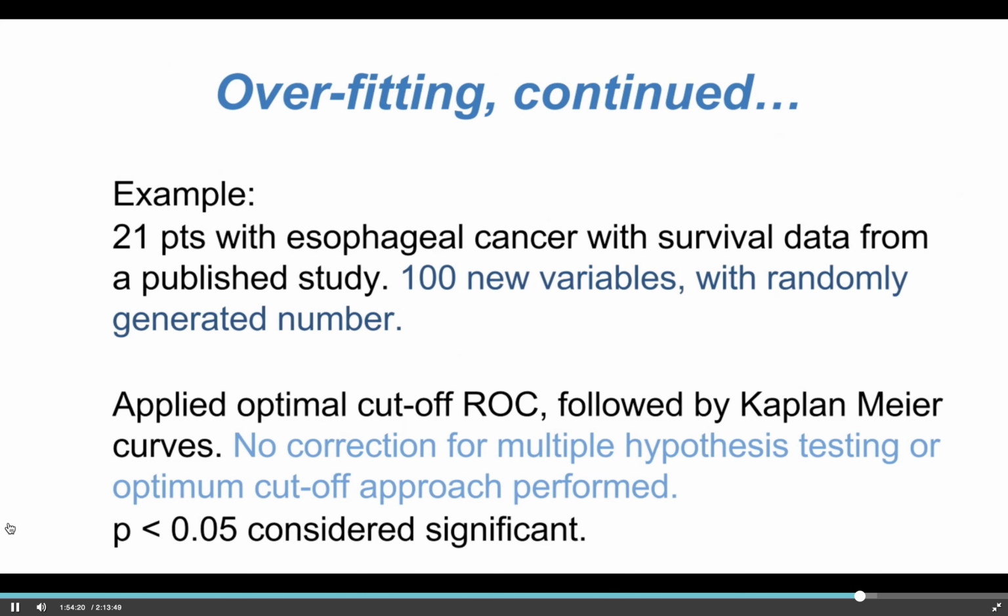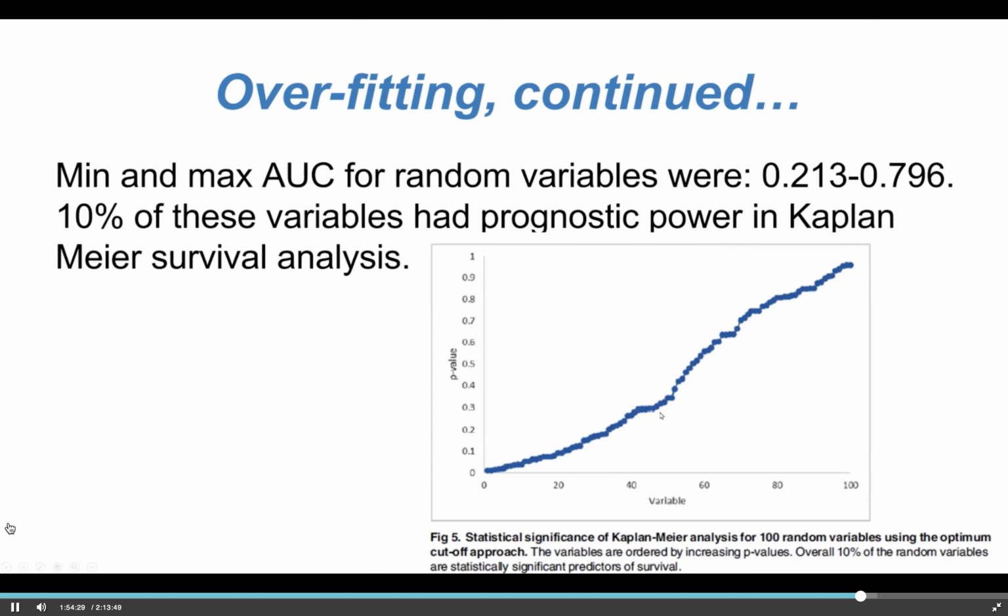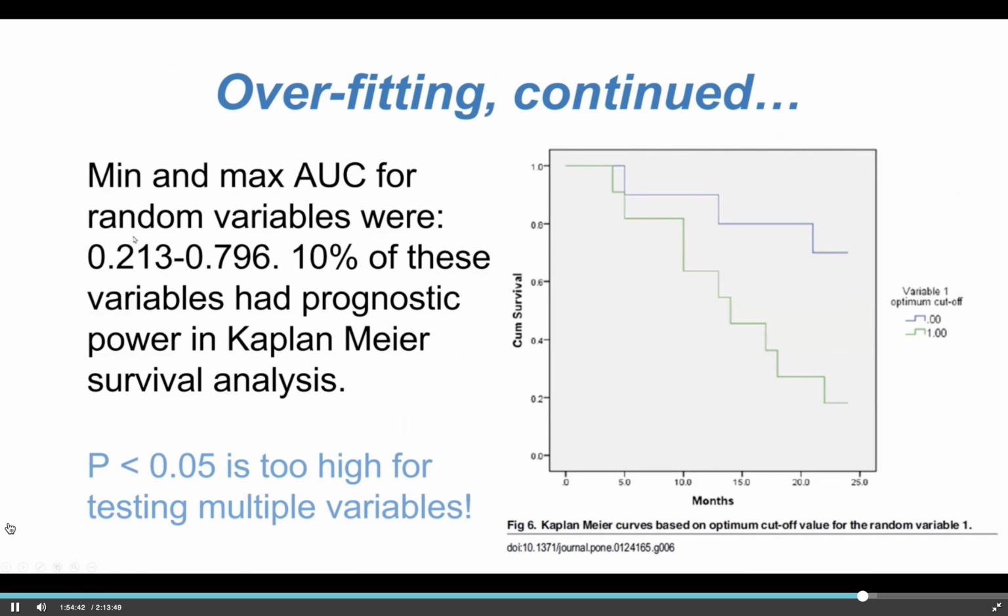And they applied this ROC analysis without correcting for multiple hypotheses. And they used a p-value of 0.05. What they found is that the areas under the curve for all their variables ranged from 0.21 all the way to nearly 0.8. And 10% of these had prognostic power in Kaplan-Meier survival analysis. So from this completely random data that they generated, some of the features were significant statistically when they did not apply multiple hypothesis testing corrections.